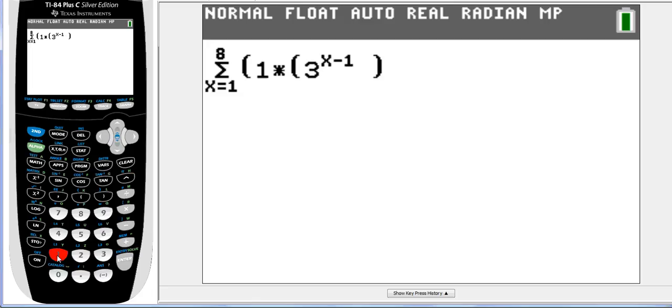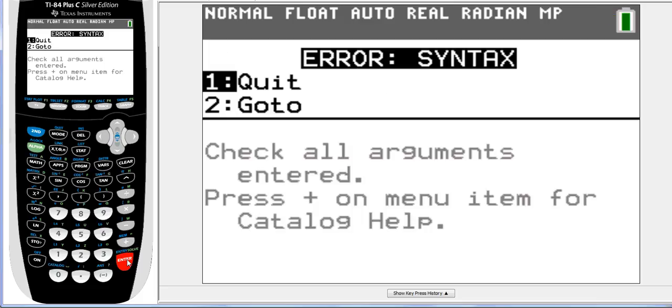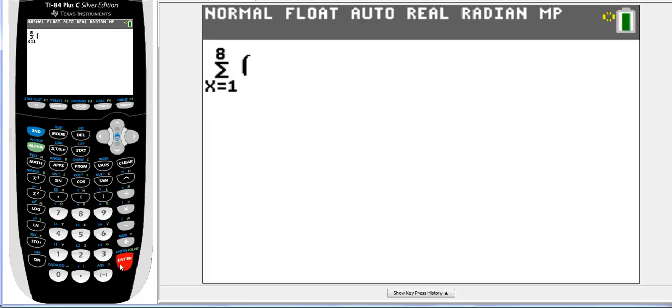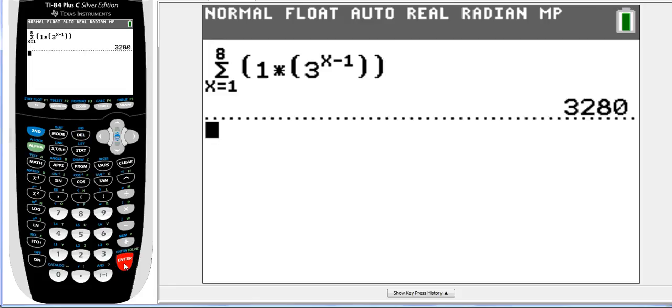Let's see, this kind of got a little weird here. I don't want that there. Okay, let's see what happens when I put it in like this. I think I'm going to need another parenthesis. Okay, let's hit enter and see if I get an error. Yep, I do. Okay, I don't want that on there. All right, 3,280 is what I get when I stick that into my calculator.